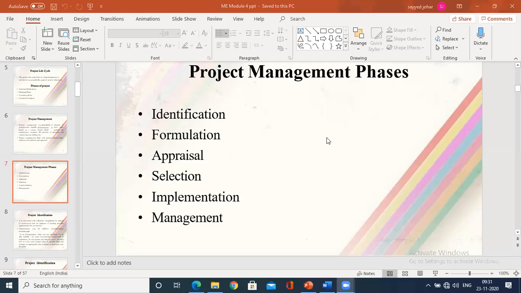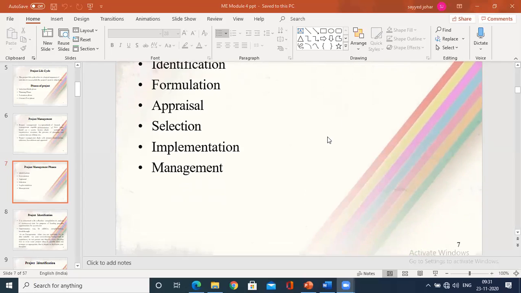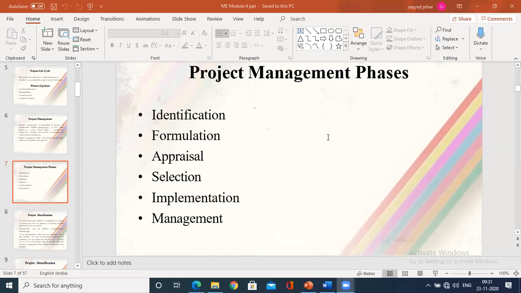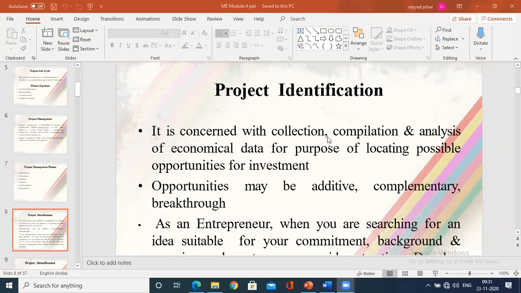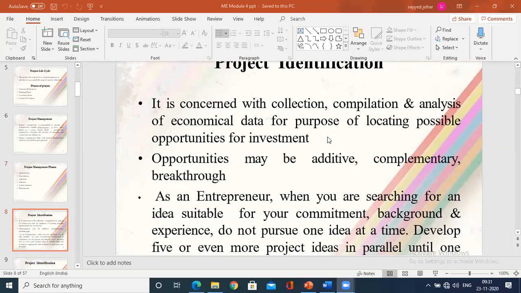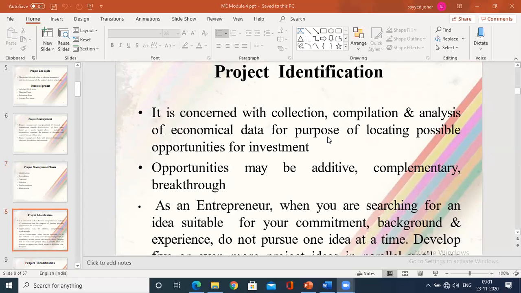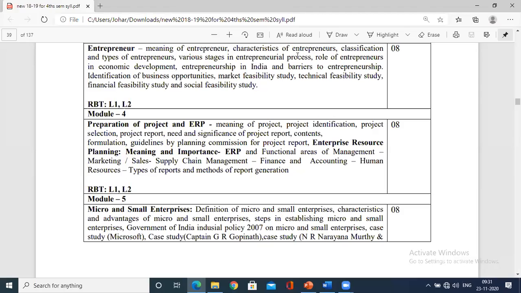So what is identification? First point. So that is identification of project. How do you identify the project? As I initiated in the beginning of the class, what is project identification? The collection of the data.